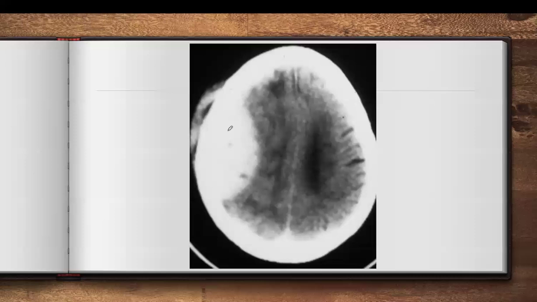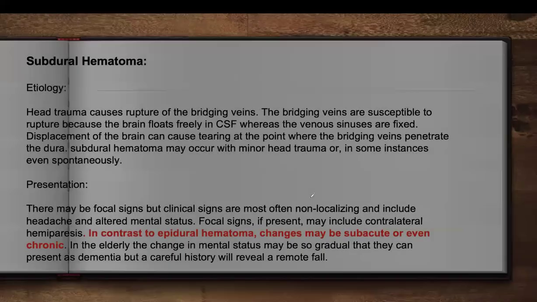If you do a CT scan of the head in this patient, you will get this biconvex appearance. And you know that blood looks white on a CT. So that's how it looks.